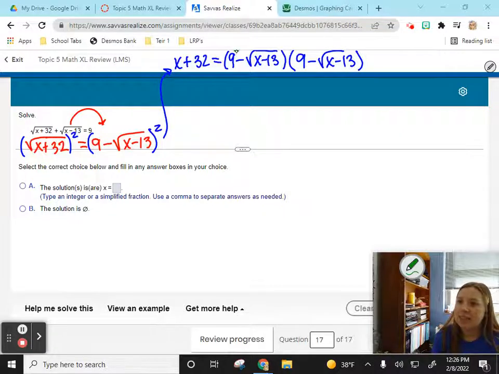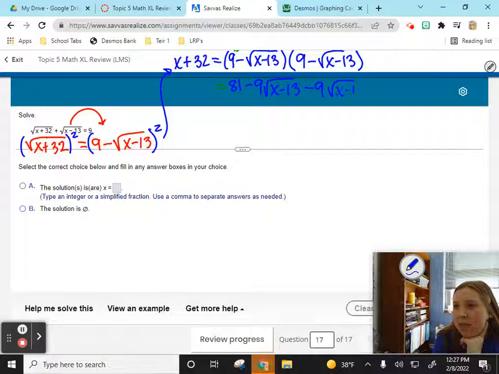9 times 9 is 81. 9 times negative radical x minus 13 is negative 9 radical x minus 13. Negative radical x minus 13 times 9 is minus 9 radical x minus 13. And radical times the radical gets rid of the radical. Negative times a negative is a positive x minus 13. And that equals x plus 32. So we distribute. Now we've got to clean this up.